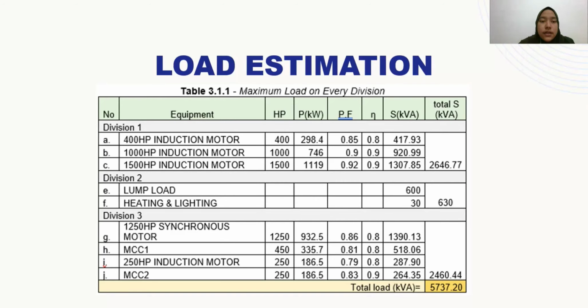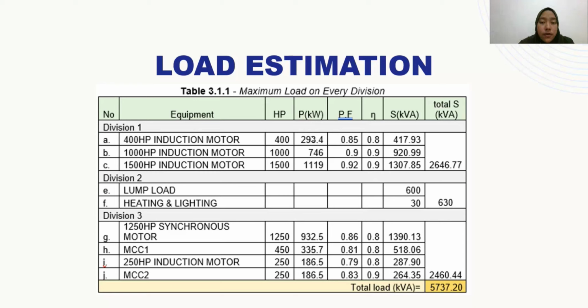Now let's take a look at the load estimation part, which is we need to do the calculation in the Microsoft Excel. First of all, we need to calculate the maximum load on every division. So we need to create this table, which contains the value of horsepower, power factor, and the efficiency. With these three values, we can calculate the value of the real power, which is we need to multiply the value of the horsepower with 746. Then we can get the value of the real power.